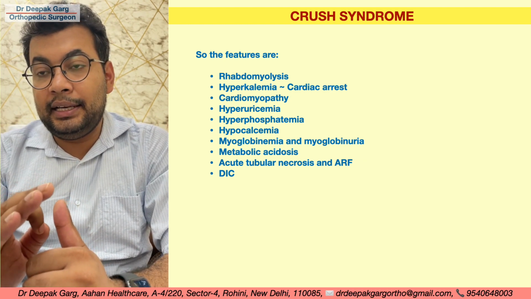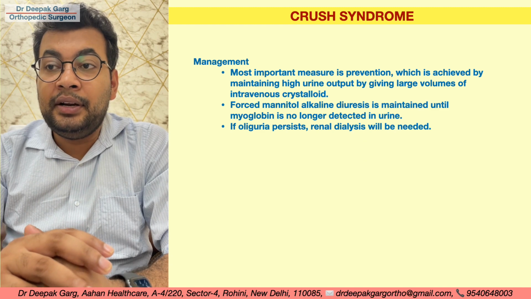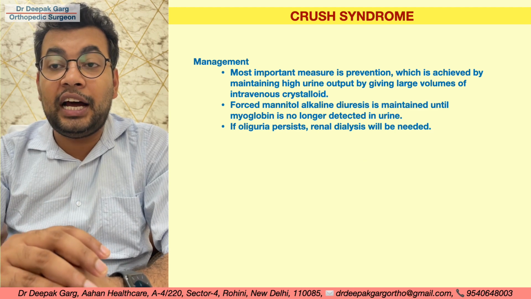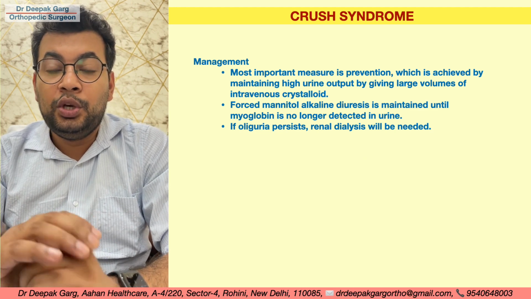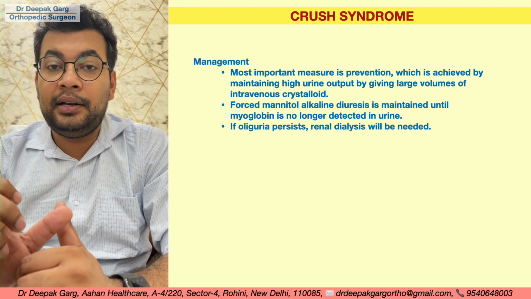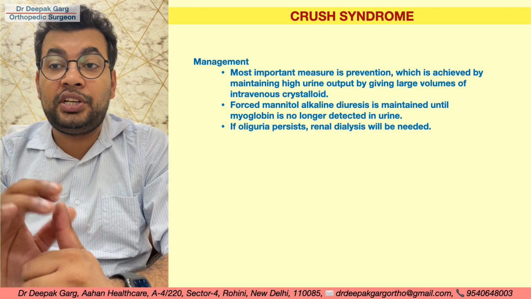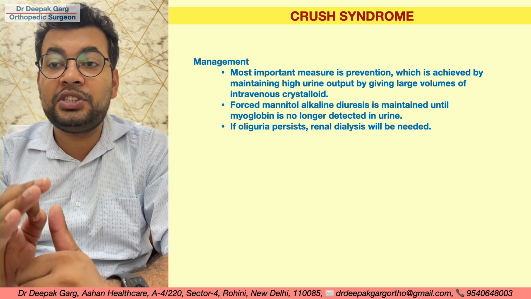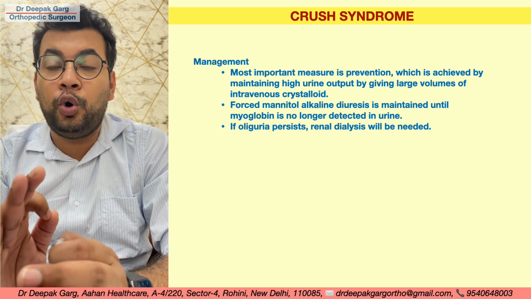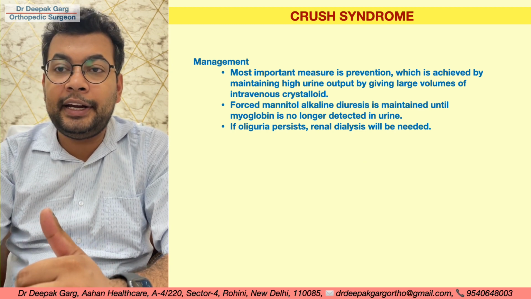The most important measure is prevention. So prevent the Crush syndrome from happening, which is achieved by maintaining a high urine output by giving large volumes of intravenous crystalloids. This is the key. So the main treatment is to maintain high urine output with intravenous crystalloids. For example, forced mannitol alkaline diuresis is maintained until myoglobin is no longer detected in the urine. If oliguria persists, renal dialysis may be needed.